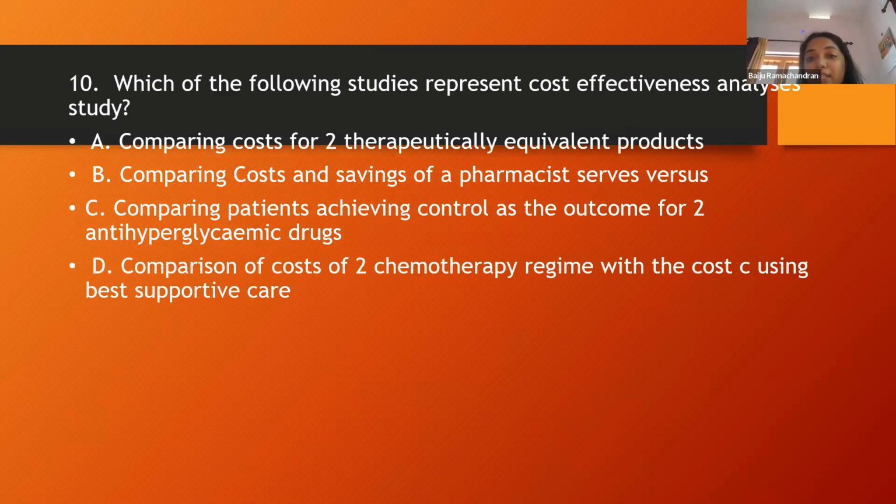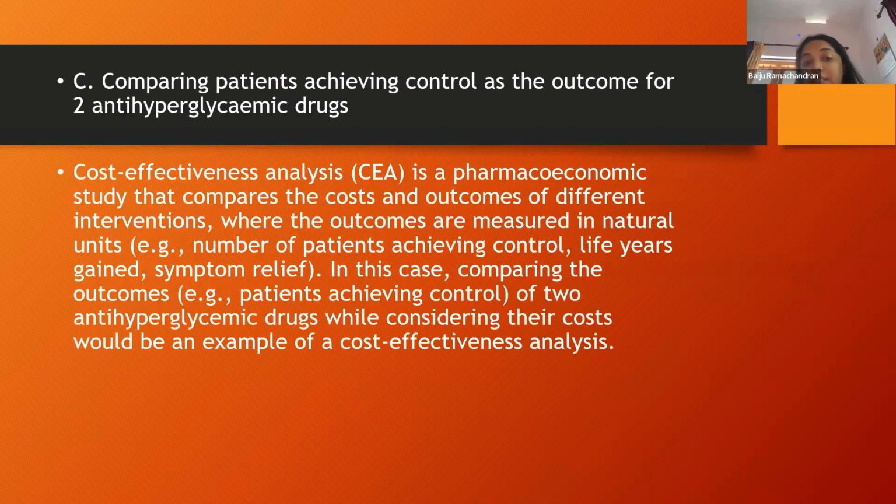Now, which of the following studies represents cost effectiveness analysis? Options are: comparing cost for two therapeutically equivalent products; comparing cost and savings of a pharmacist service; comparing patients achieving control as the outcome for two anti-hyperglycemic drugs; and comparison of cost of two chemotherapy regimens with the cost of using best supportive care. First of all, what will be the answer? The question is which represents cost effectiveness analysis. So the best one is C, right?